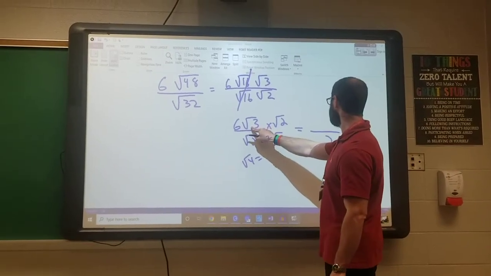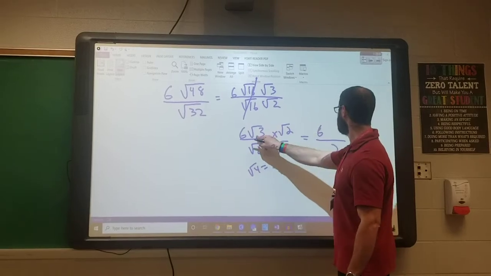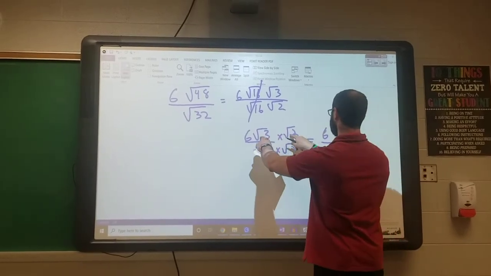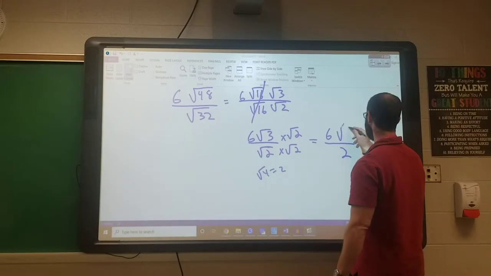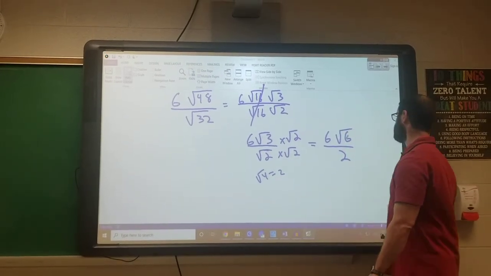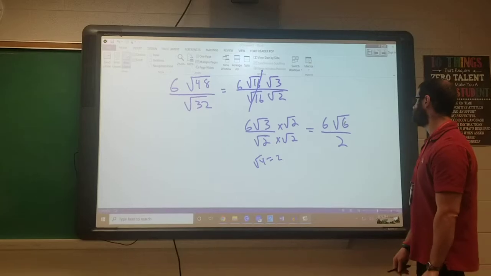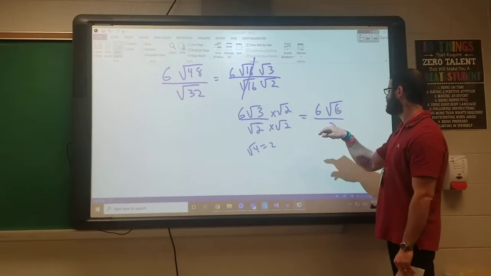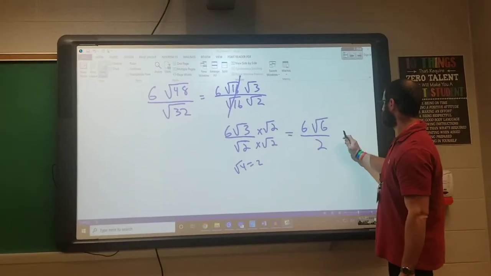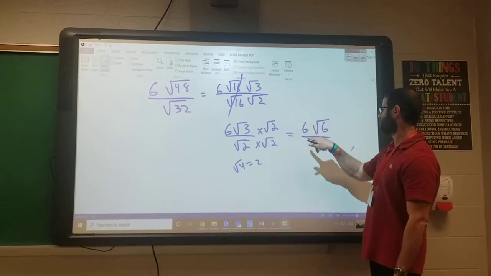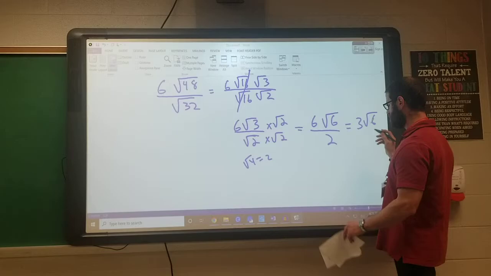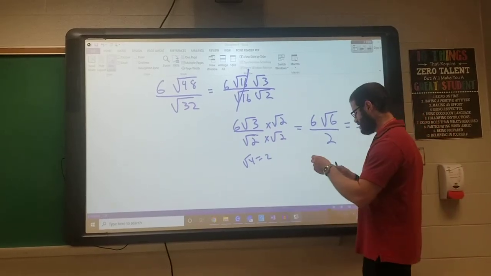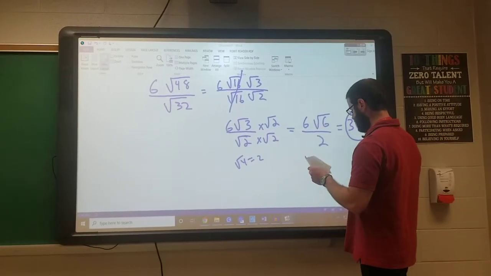Square root of 3, remember we have the 6 still, but square root of 3 times square root of 2. Since they're both square roots, we can multiply what's inside. So 3 times 2 would give us 6, square root of 6 over 2. And what we'll notice here is that we can simplify even more because 6 divided by 2 is 3. So I would just have 3 square root of 6 as my final answer.